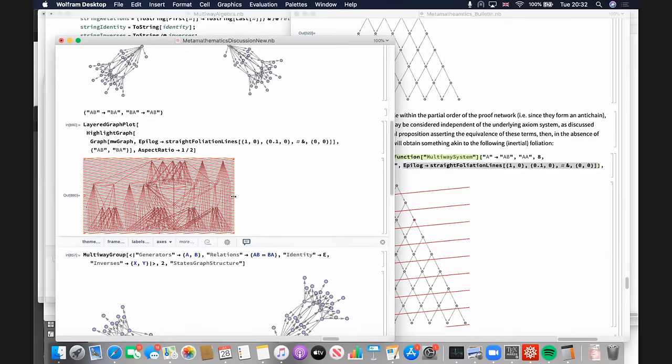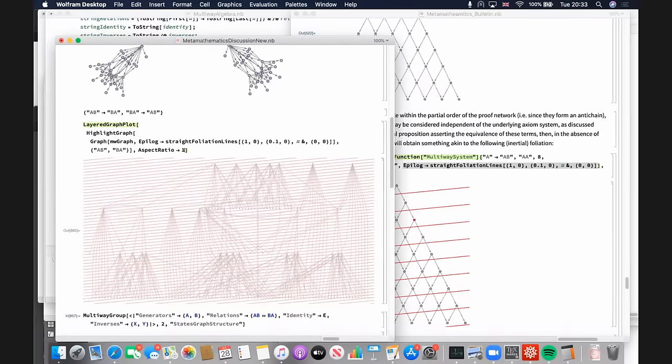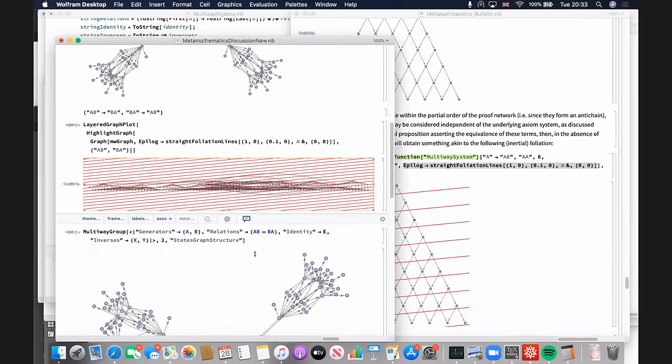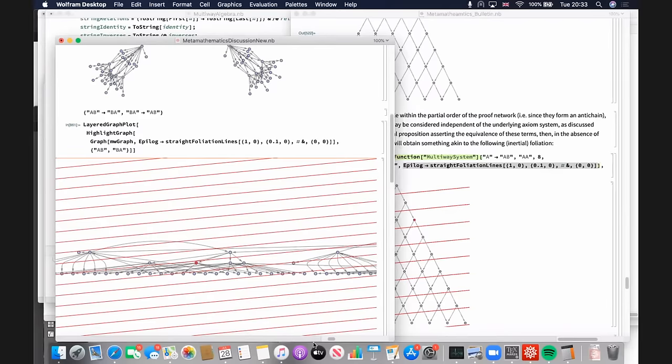Oh, this is where aspect ratios come back to bite us. What the heck? There we go. That's almost right.